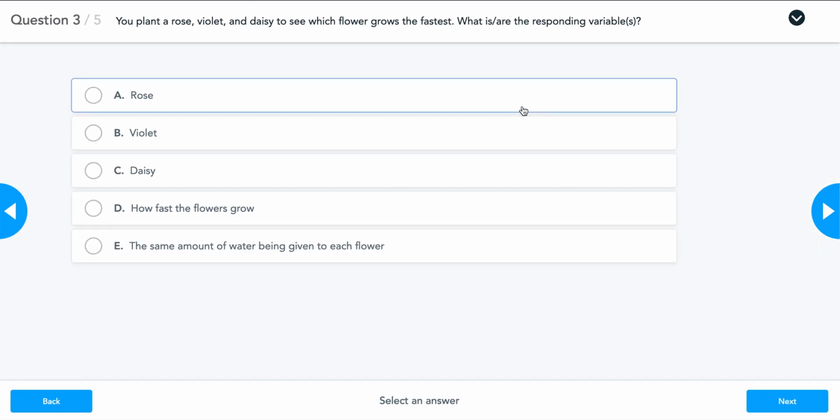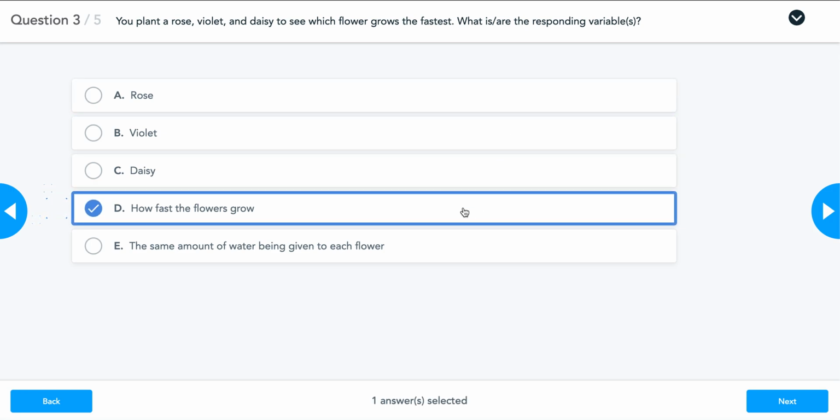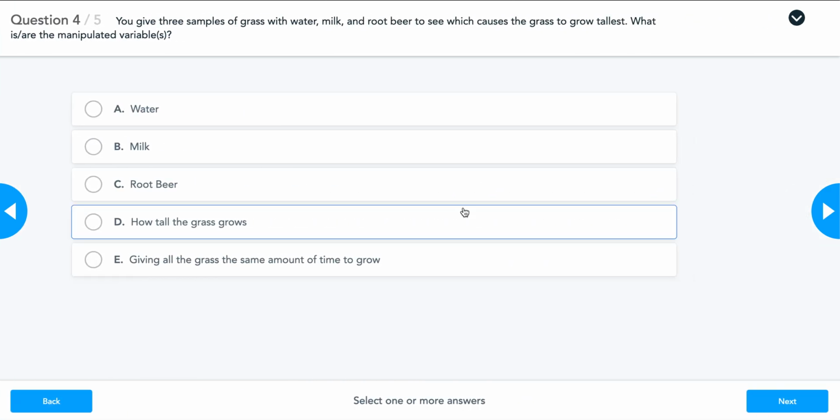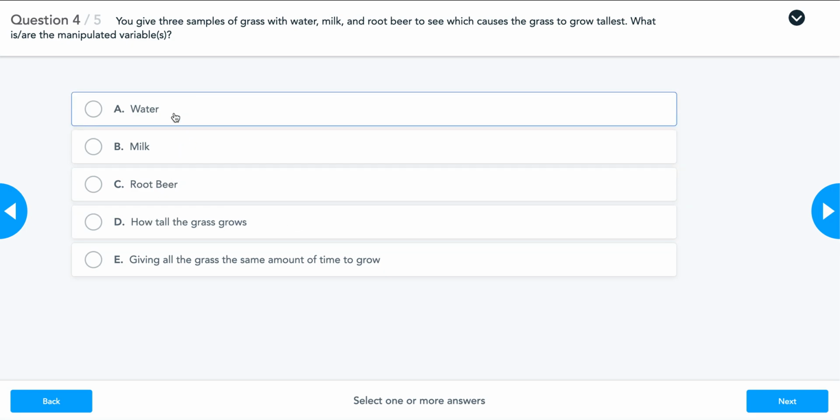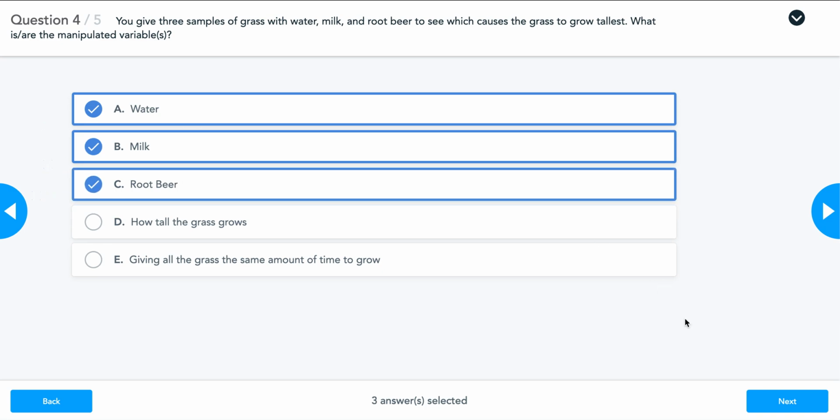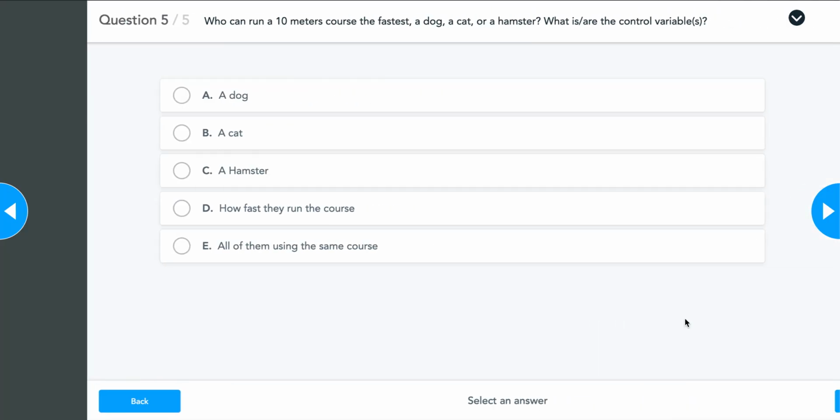You plant a rose, violet, and daisy to see which flower grows the fastest. What is or are the responding variables? So what is it that you are measuring? You are measuring how fast the flowers grow. You give 3 samples of grass water, milk, and root beer to see which causes the grass to grow tallest. Which is the manipulated variable? This is the thing that you are changing with each sample of grass. In that case, what you are changing is the liquid. So water, milk, and root beer are your manipulated variables.